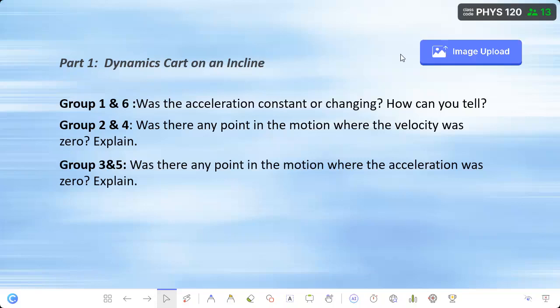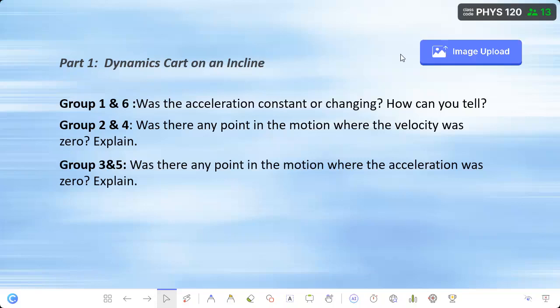Okay, we don't do the group activity today, because we don't have enough people to do that in the class. So, the dynamics of the cart on an incline path. Good. So there were 3 questions, and we know how to graph.